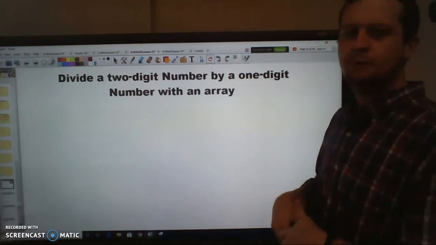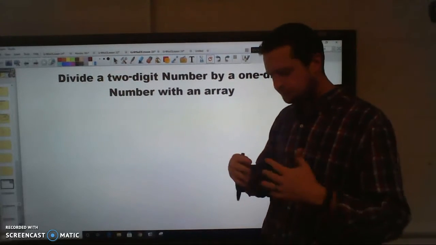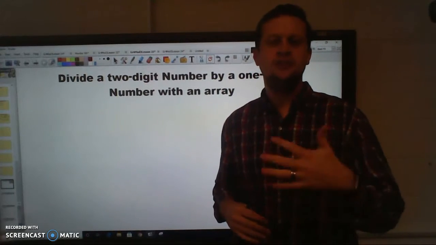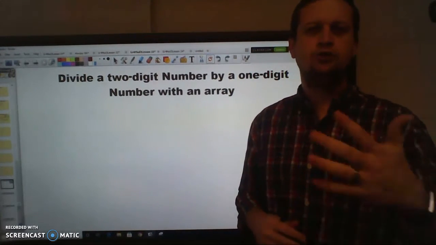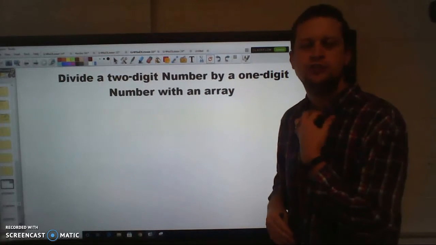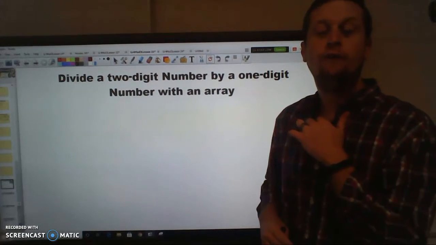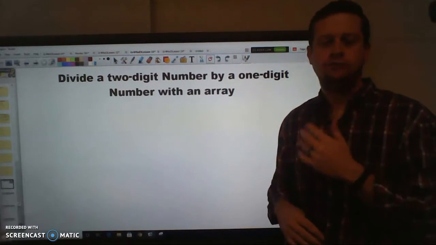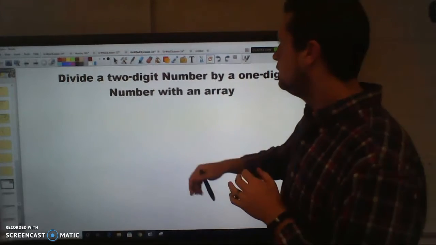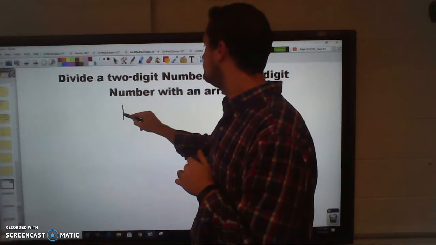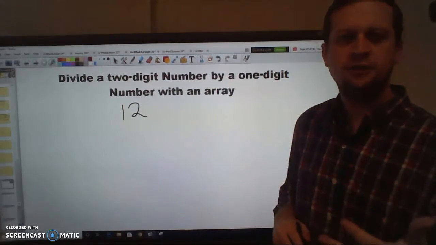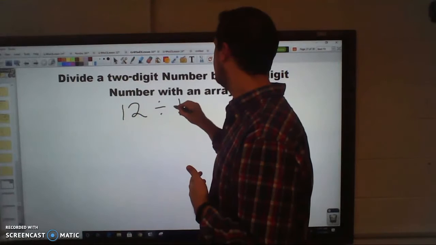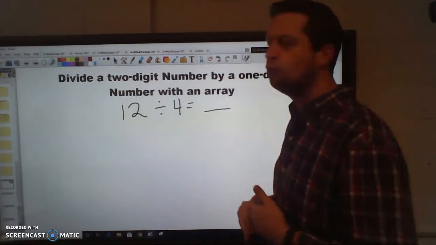All right. So I'm going to set up a scenario for us. There are a total of 12 students in the gym. And the coach wants to put those 12 students in groups of 4. How many groups is the coach going to have? Okay. So again, there's 12 students in the gym. He wants them put in groups of 4. How many groups is that going to be?